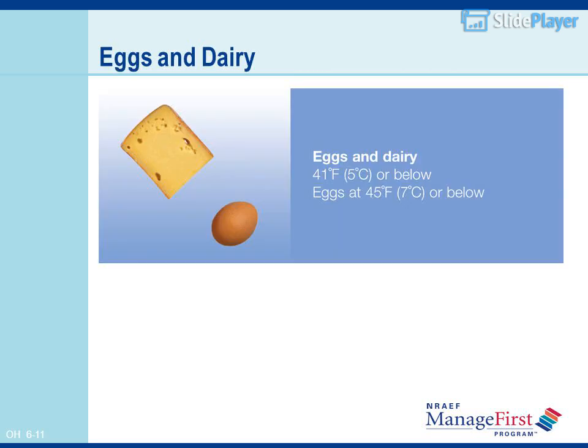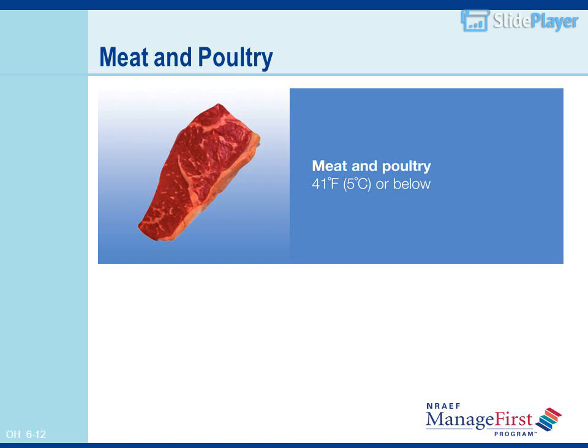Eggs and dairy. Instructor's notes: Ask students to identify at least 5 items that are stored at this temperature. Examples include eggs and egg products, yogurt, cheeses, sour cream, and butter. Meat and poultry. Instructor's notes: Ask students to identify at least 5 items that are stored at this temperature. Examples include ground beef, steaks, chicken breasts, ham and fresh pork ribs, and processed meats, cold cuts.